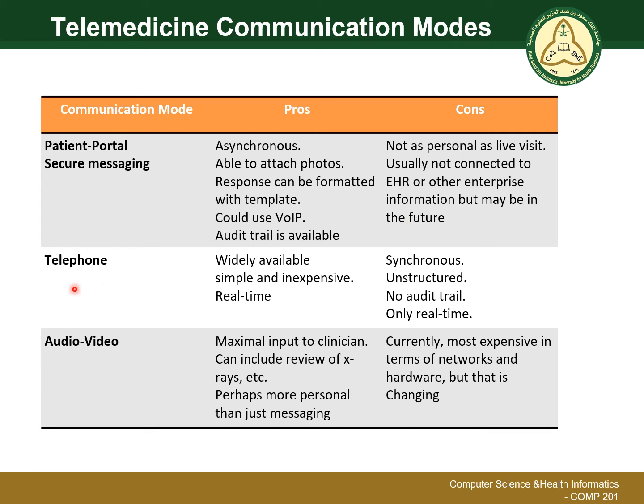The next mode is telephone, which is widely available. It's simple and inexpensive. Nearly everyone can have access to make calls, and it's real time. The cons: it is synchronized, and it's unstructured, so it's not structured data, so it will be difficult to computerize, there is no audit trail, and it's only real time. There is no asynchronous transmission.